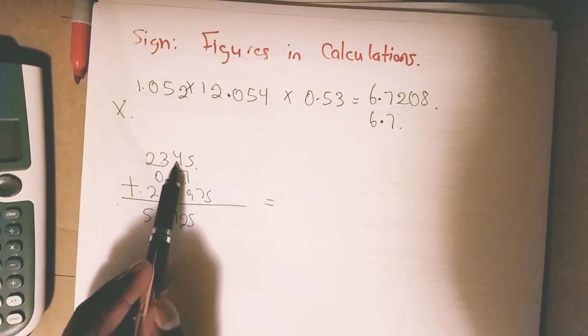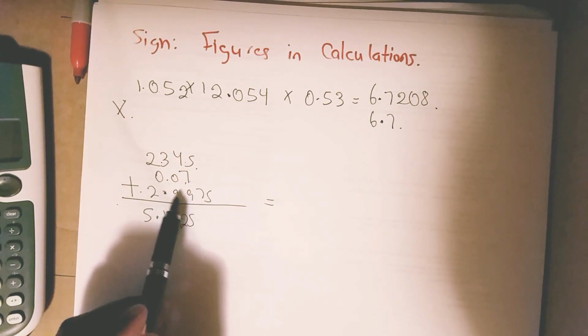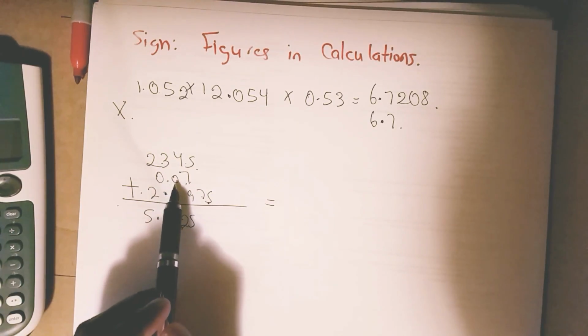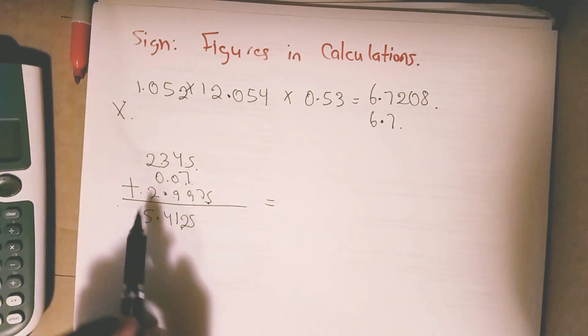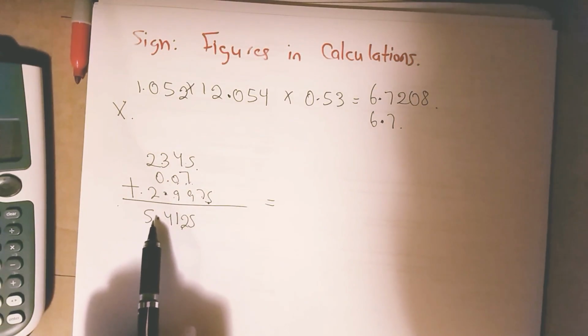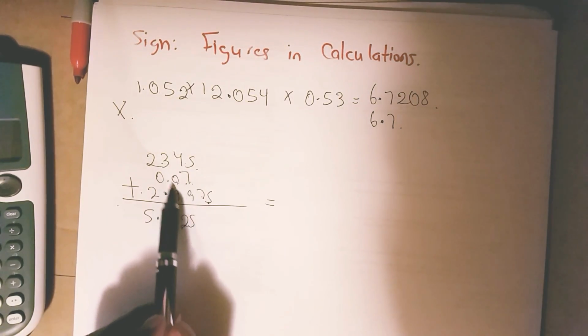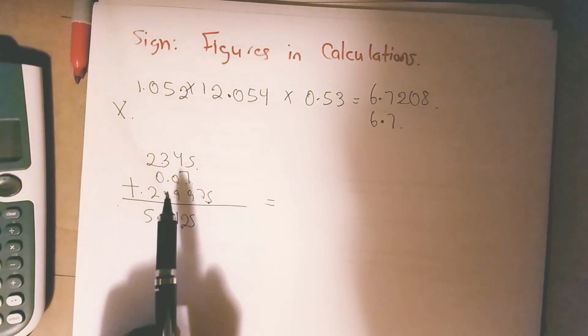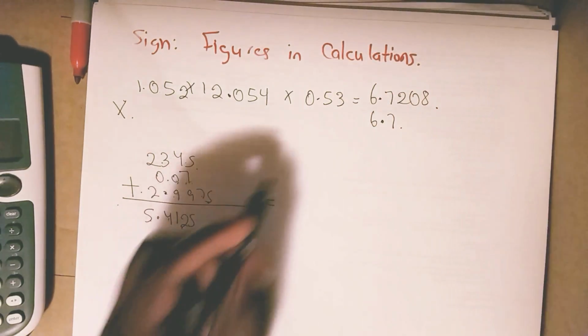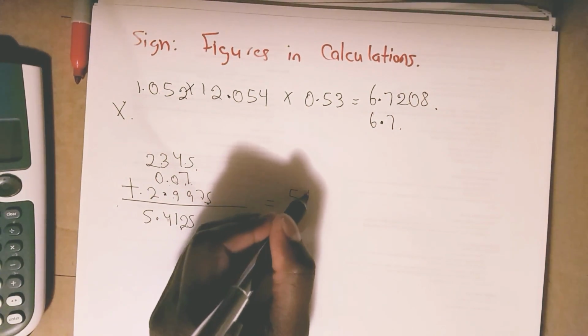So here has 1, 2, 3 decimal places, here has 2, here has 1, 2, 3, 4. So the least amount would be 2. You take the least amount of decimal places and you write that as the amount of significant figures. So here's 2 decimal places, so you take 2 significant figures, 1, 2. So the answer is 5.4.